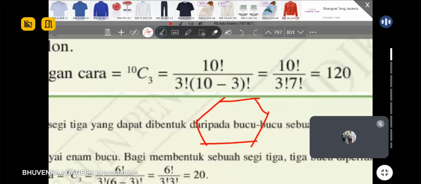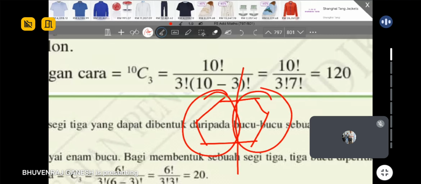Kamu semua perasan tak? Do you all notice this is symmetry? Bahagian ni adalah symmetry dengan bahagian ni. Betul? It's exactly the same. So is the arrangement important, guys? Susunan dia tak penting kan? Sebab dia 100% the same.